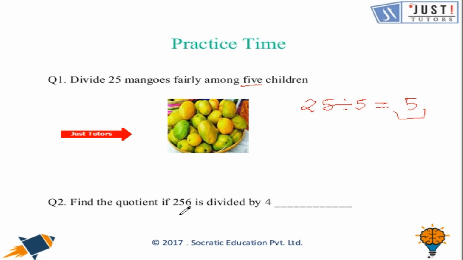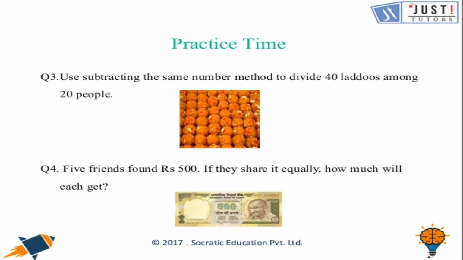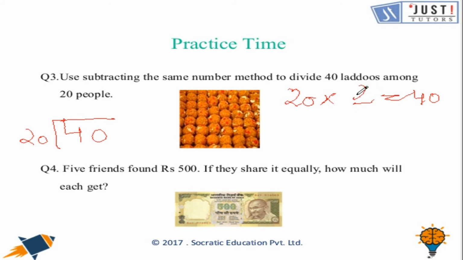Find the quotient if 256 is divided by 4. So that's 64. Moving ahead. Use the subtracting the same number method to divide 40 laddus among 20 people. So you can see that 20 lots of how much will give you 40? Or when we divide 40 by 20, what will we get? That will bring us to 2.